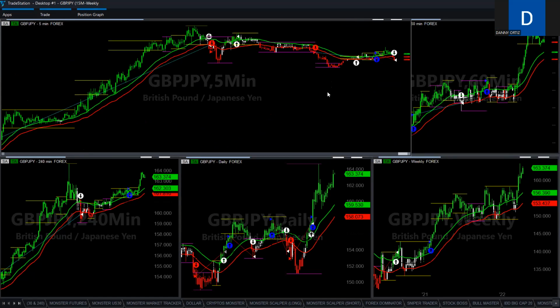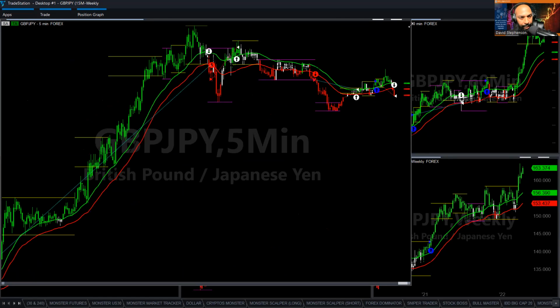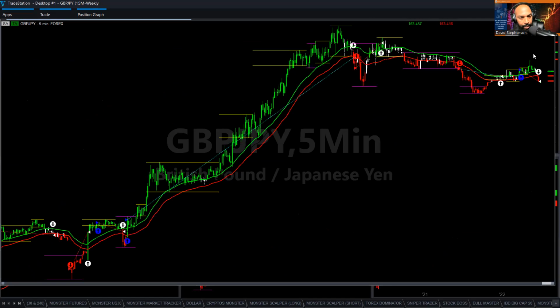On that, just the 5-minute. Yep, it does give a sell signal to get out on the 5 minute. So what you would do, you wouldn't go short here because you know the overall trend is up. So you wait, you let it do its thing, right? Let it do its thing.